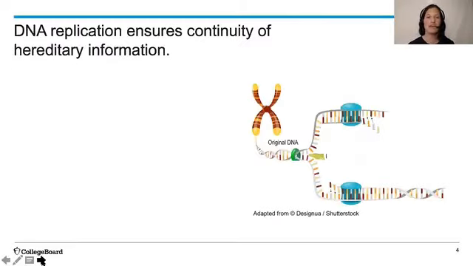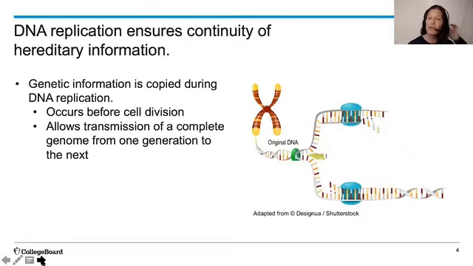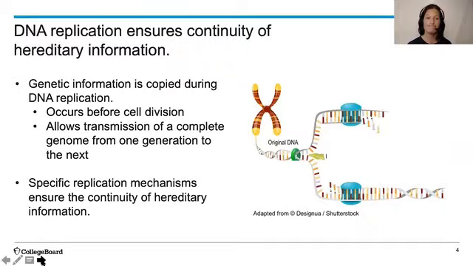The purpose of DNA replication is to ensure the continuity of hereditary information. What I mean by that is we have to copy this genetic information during our DNA replication stage. This occurs before cell division. And by copying it, that allows transmission of a complete genome from one generation to the next. So we have to make a copy so we can pass on a copy to the next generation. There are quite a few specific mechanisms that make sure each copy that we have is going to be the same.